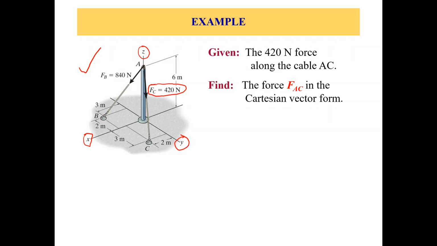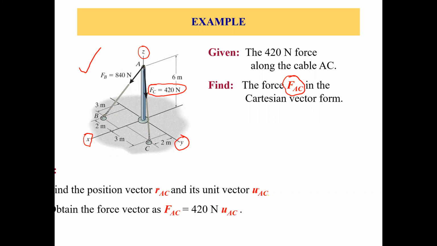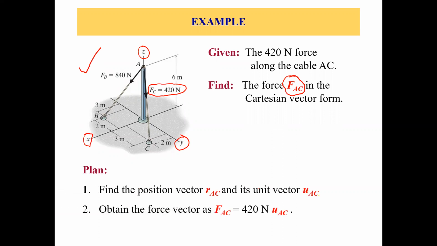And what do we need to find? We need to find the force F sub AC in Cartesian vector form. So we can use the concept we just learned in the last couple of slides to find this FAC in Cartesian vector form. Let's see how we do it. What are the steps? First of all, we need to find the position vector RAC. We'll determine this position vector R sub AC.